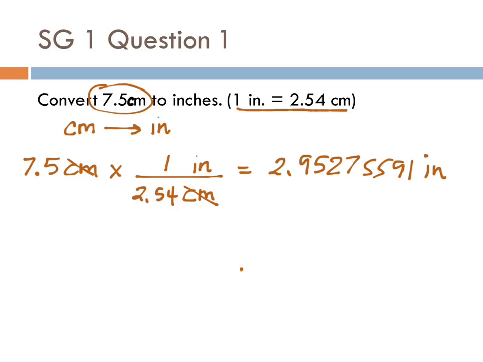I'm going to keep the 2 and the 9, and the 5 is the first digit that I'm going to get rid of. So I need to round up. 9 rounds up to 10, which makes the 2 go up to a 3. So should I write 3 inches? No, because that's only got one significant figure. What do we do for the second significant figure? It's a 0.